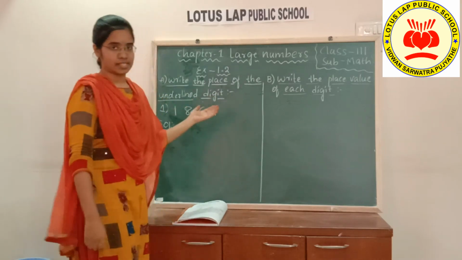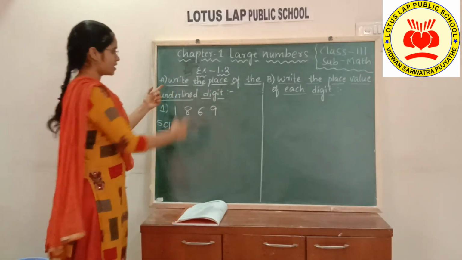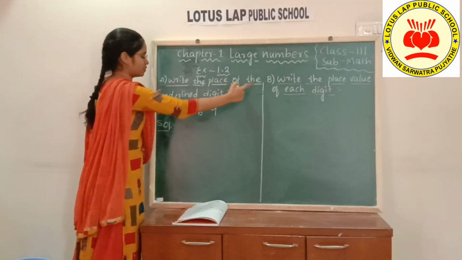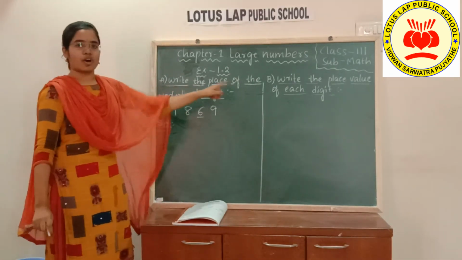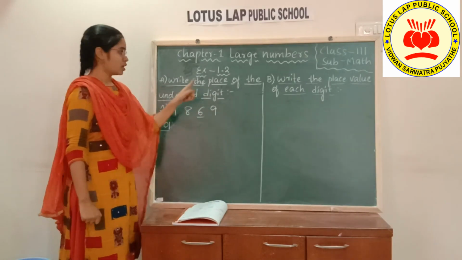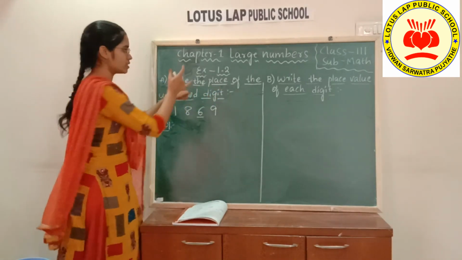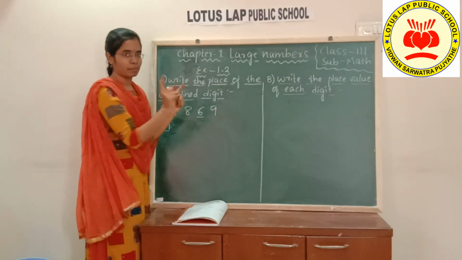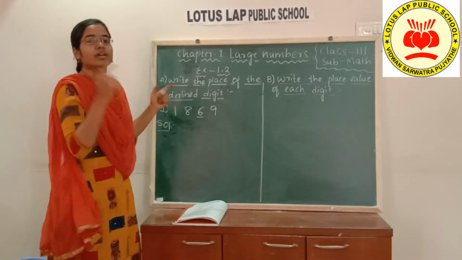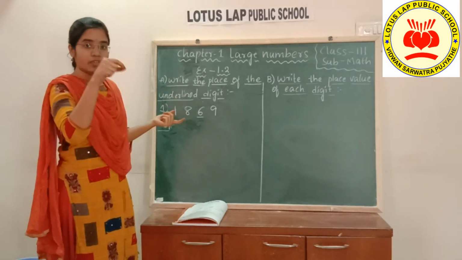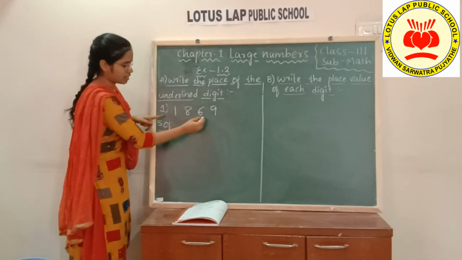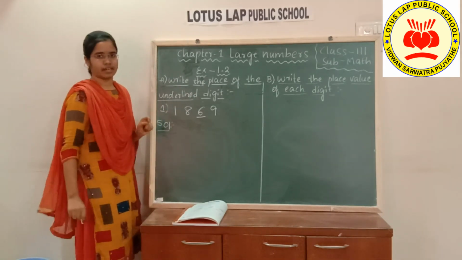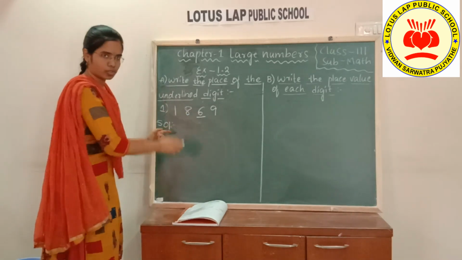So our exercise begins with the first bit, that is, write the place of the underlined digit. Children, here you have to focus. We are discussing the place only, not place value. So you need to check in which place the digit is. This is the question, and the underlined digit is 6. We shall go through the solution now.